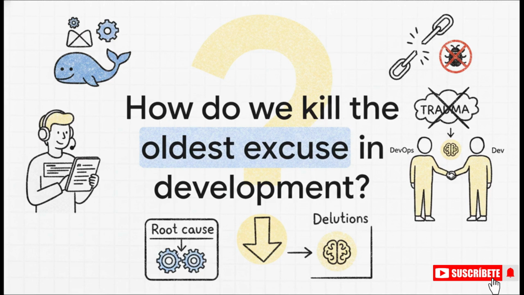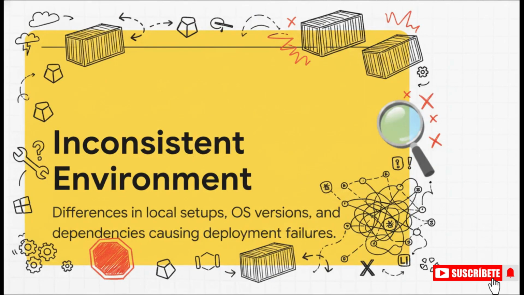Well, to figure out how we banish that phrase from our daily stand-ups once and for all, we really have to look at the root cause of the trauma. For DevOps engineers and developers alike, we have to figure out why code behaves so wildly differently from one laptop to a production server. And you know what? It all comes down to the inconsistent environment. We're talking about those tiny, annoying differences in local development setups, different OS versions, hidden dependencies, and quirky configuration settings.